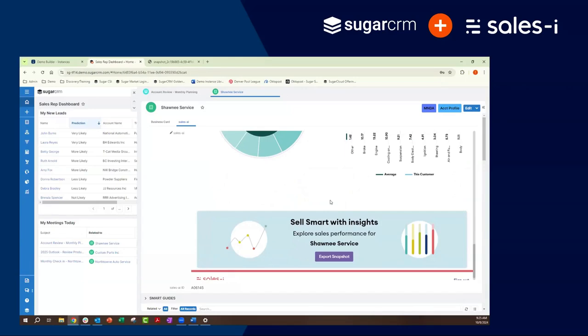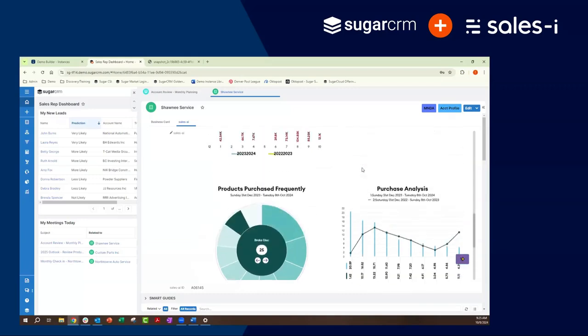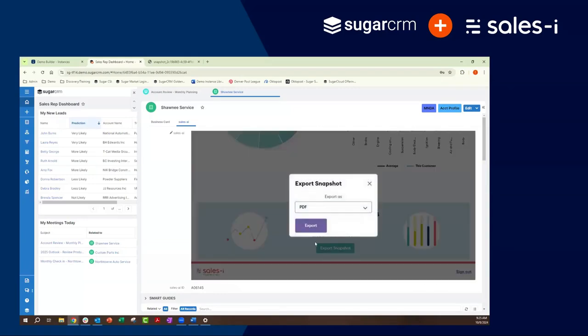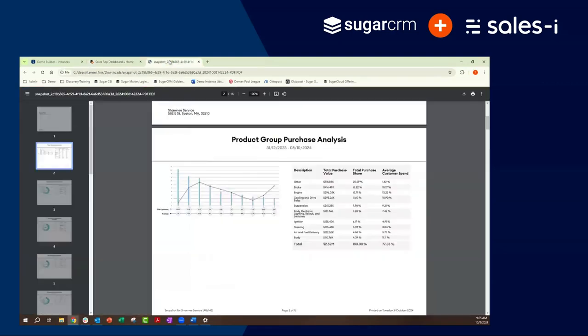And you'll see as I scroll down while I'm getting ready for my meeting, what's great about Sales Eye is I can actually get all this data in a snapshot. So all these reports and data that I have year to date, I just hit export snapshot, and I can export this data into a PDF file. So I'm ready for my meeting.